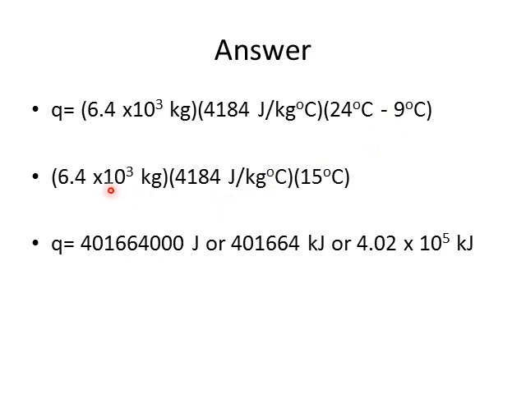So when I put all that together, I have my 6.4 by 10 to the 3 kilograms, which cancels with the per kilogram unit in my specific heat capacity. I have my degrees C and my per degree C cancelling out, indicating my unit of measure will be joules. Multiplying 6.4 by 10 to the 3 times 4184 times 15 gives me an answer of 401664000 joules. I divide that by 1,000 to bring it to kilojoules, which is 401,664 kilojoules, and I can put that in scientific notation, which would be 4.02 by 10 to the 5 kilojoules.